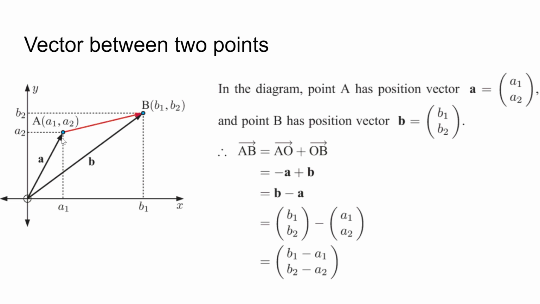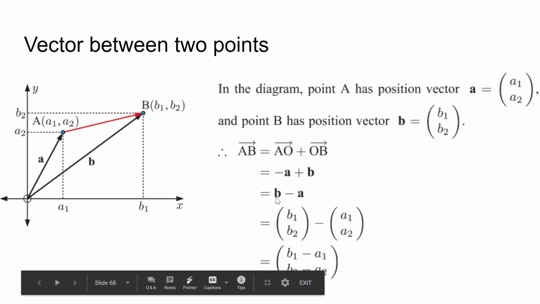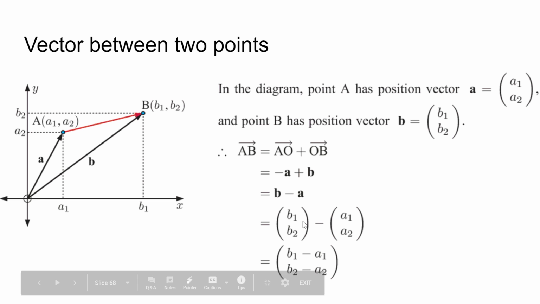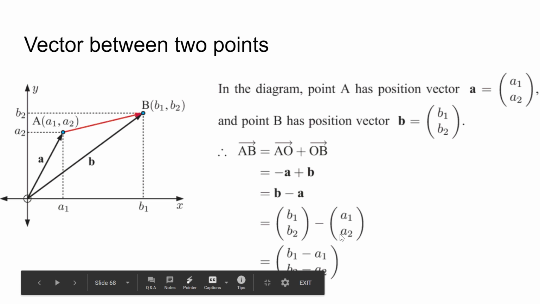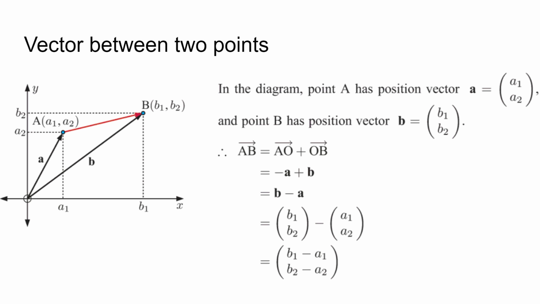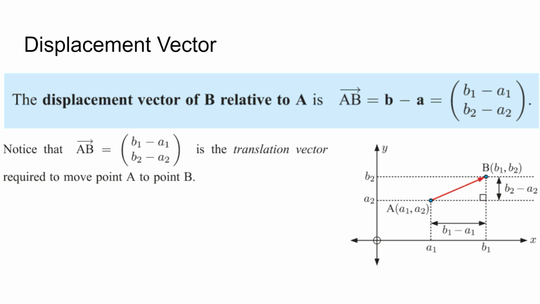We've seen this diagrammatically before. If we did try to go from A to B, we could do negative vector A plus vector B, which is really the same thing as saying vector B minus vector A. To find what that vector is, all we have to do is subtract their components. So we've seen this before, now we're just putting it into practice in an actual vector here.